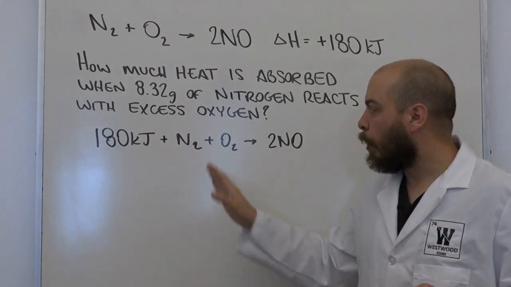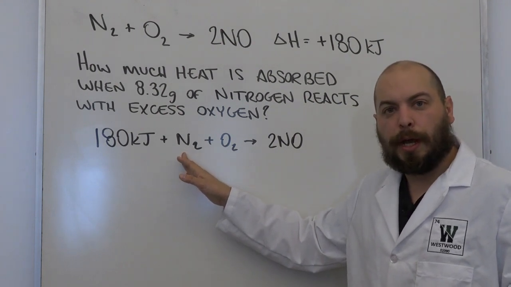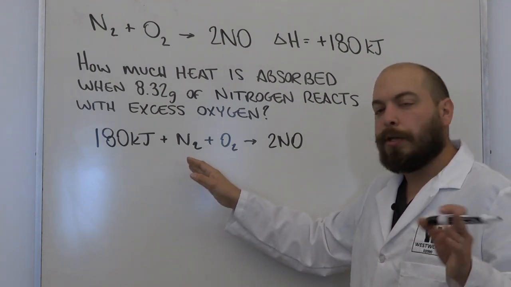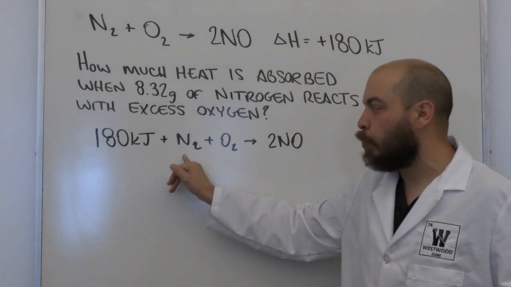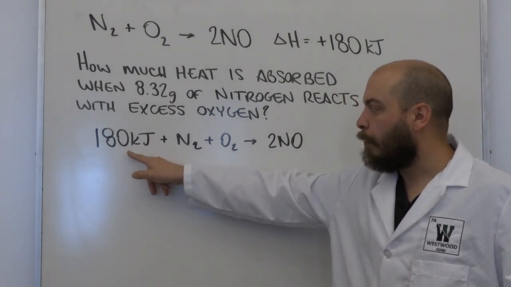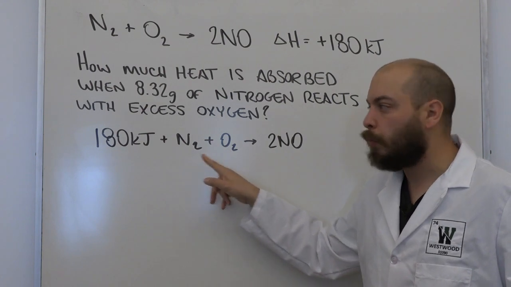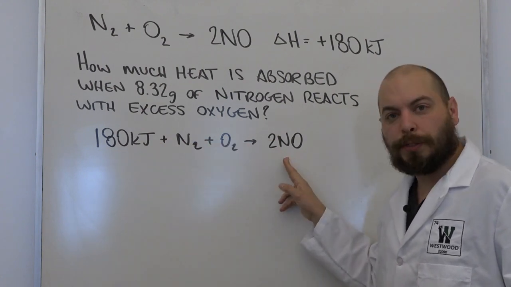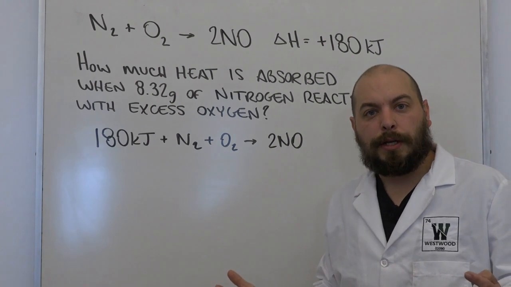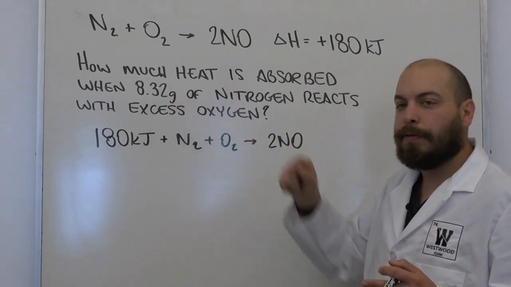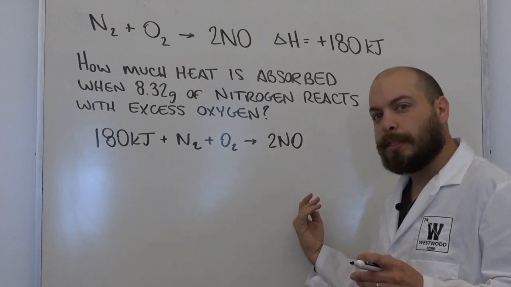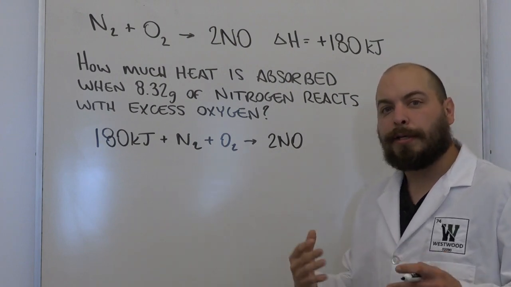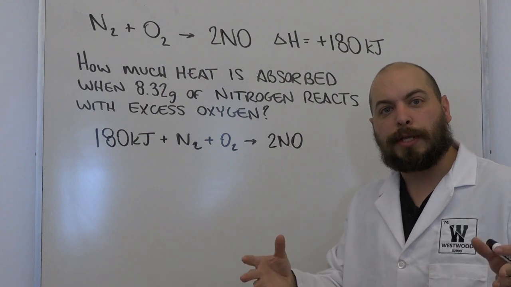So just like our coefficients could be used in stoichiometry to create an equivalency, we can also create an equivalency with energy. So for every 180 kilojoules, there's 1 mole of N2. And for every 180, there's 1 mole of O2. And for every 180, there's 2 moles of NO. That's an equivalency. So what I'm going to do is I'm going to take the given value, 8.32 grams, and I'm going to use dimensional analysis in stoichiometry to find my answer in kilojoules. So I need to make sure I cancel units correctly.